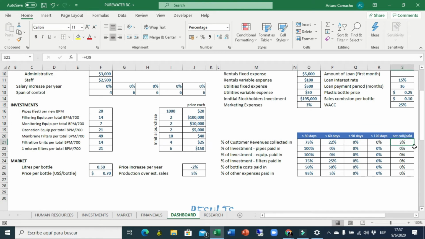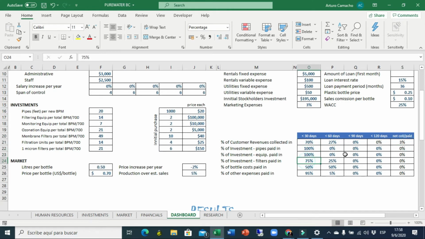So this number is not an input. As you see, it's not in blue. So it should be calculated, the difference in the, I put it here in less than 120 days. As you see, it is the 100% minus all the other sales. So I think maybe I can be 70, 27, okay, and then 3%, which I don't collect.